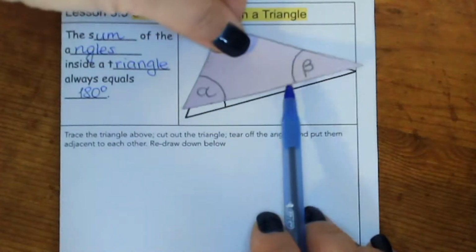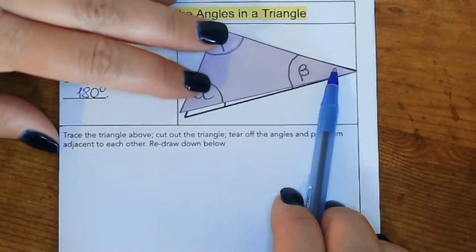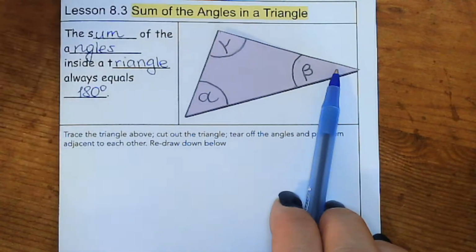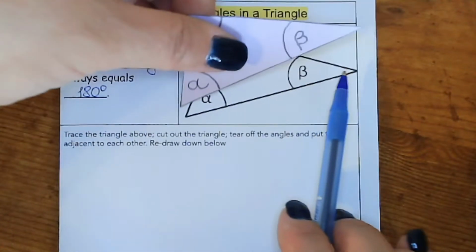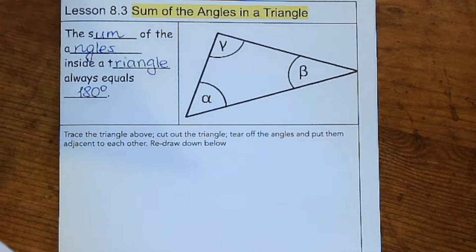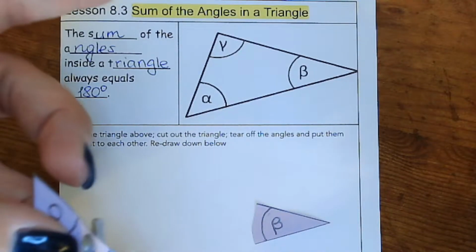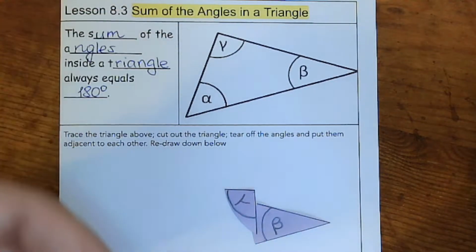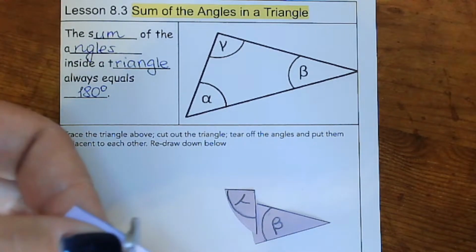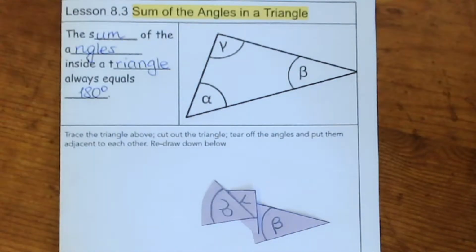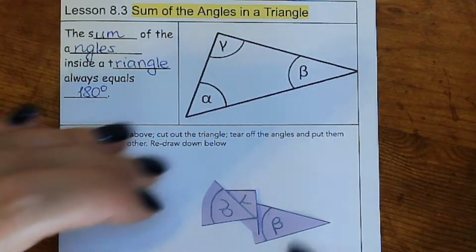I have a triangle and the angles are labeled alpha, beta, gamma. If I trace this triangle, so let's say I make a copy of it, and I take these angles, make sure I have them labeled, and just cut them up. You can try that by drawing any random triangle and then just tear out the angles or cut them up.